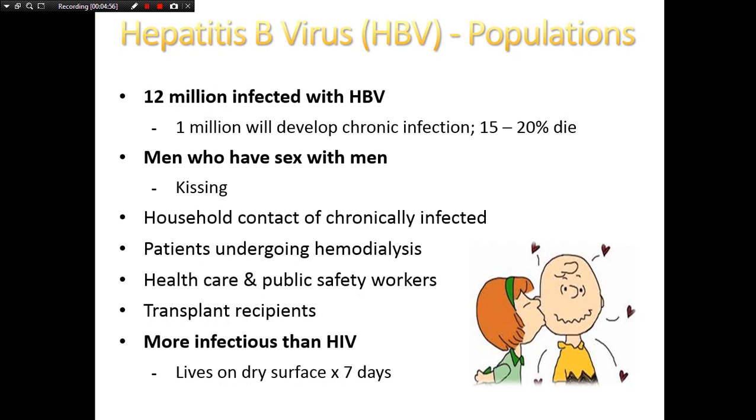Over 12 million people annually are infected with hepatitis B, but only about 1 million will develop the chronic form of hepatitis B. If they do, about 5 to 20% of these patients will die.